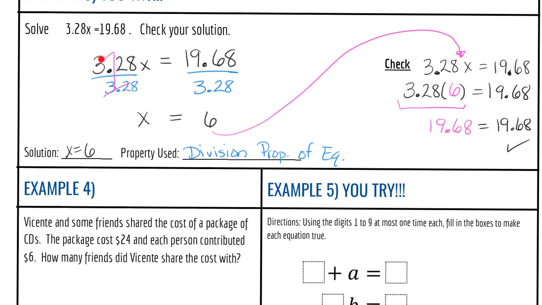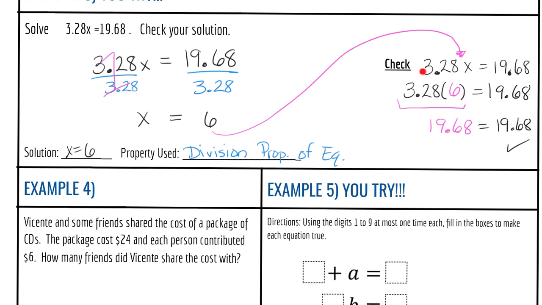All right, so 3 and 2800ths divided by 3 and 2800ths is just 1. So 1 times x is just x. So I kind of like draw this giant 1, it looks like it's crossing off, right? And then 19 and 6800ths divided by 3 and 2800ths is 6. Okay, you just had to put that in your calculator. And then your solution should have been 6.